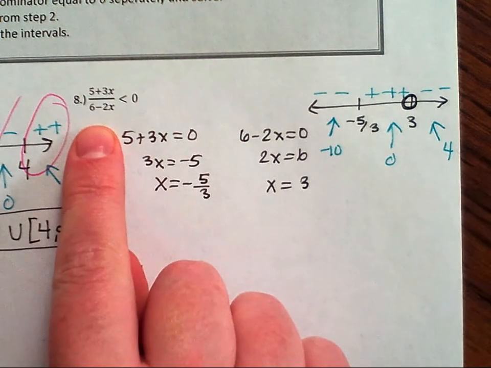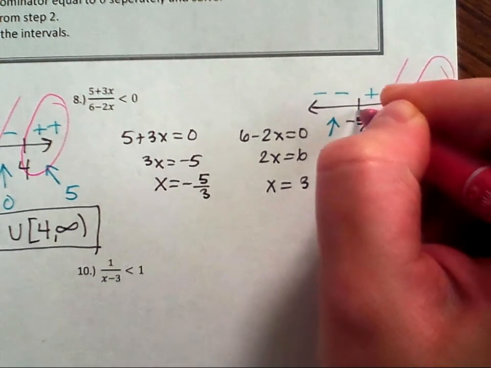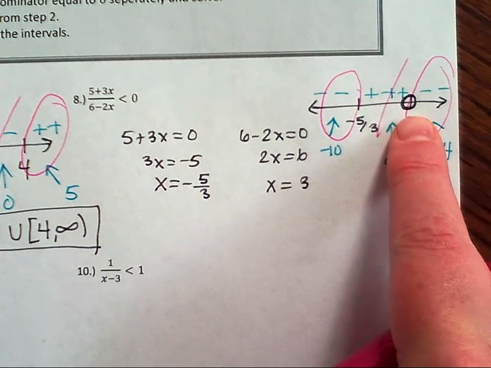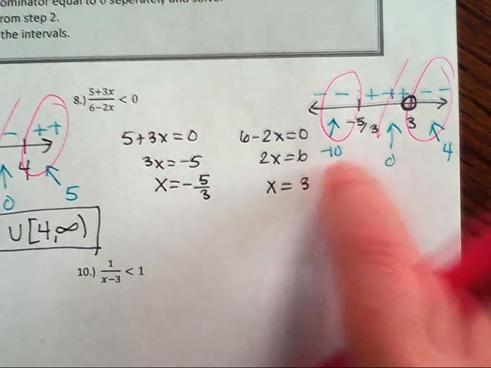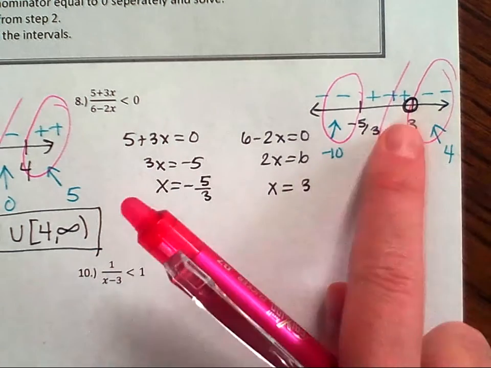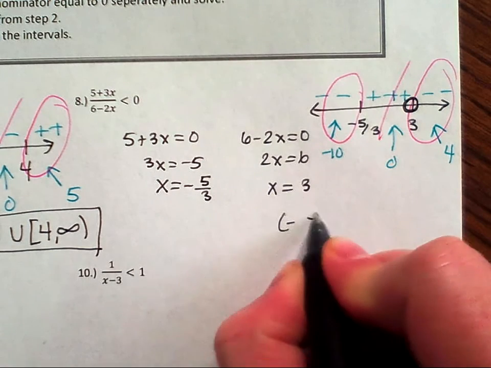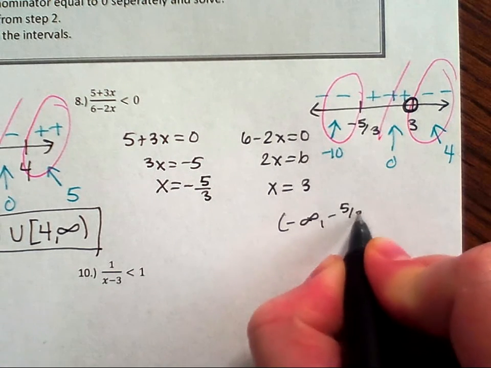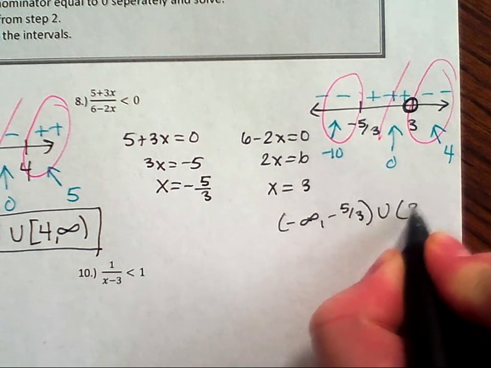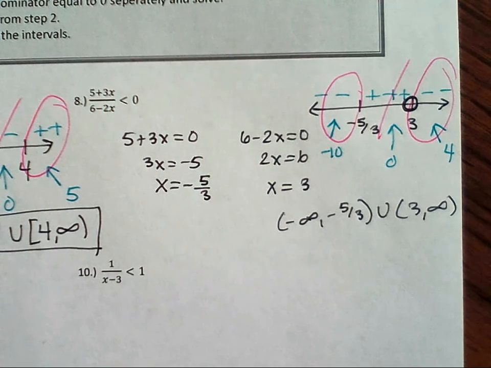Okay, so I'm looking for when it's less than 0. So I don't want the positive. I want this. I like to put a little circle around the x value that's not in the domain. Whether it's less than or equal to or just less than, doesn't matter, but that reminds me it's a soft bracket. Okay, so I have negative infinity to negative 5 over 3 union 3 to infinity. And they're both soft brackets because of the less than.